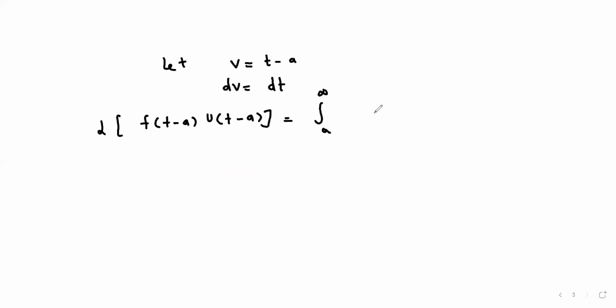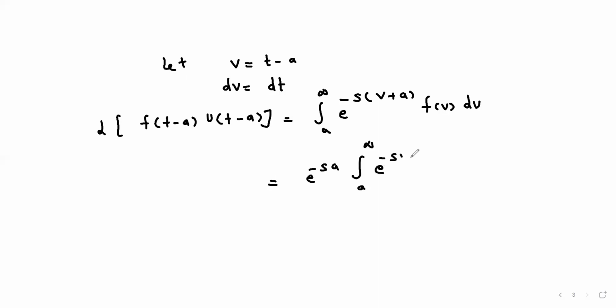Integral from a to infinity, e raised to power minus s into (v plus a), f(v) dv. So I can write this as e raised to power minus sa times the integral of e raised to power minus sv, f(v) dv, which is the definition of the Laplace transform: e raised to power minus sa times Laplace of f(t).